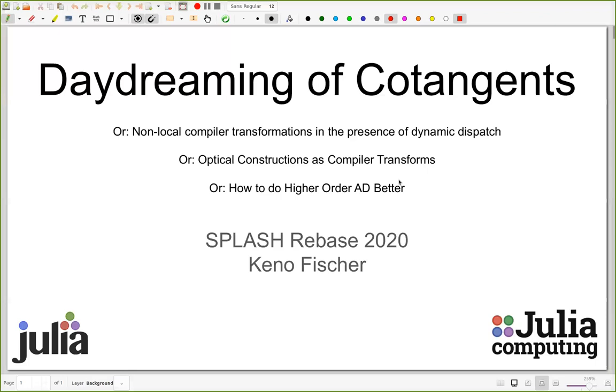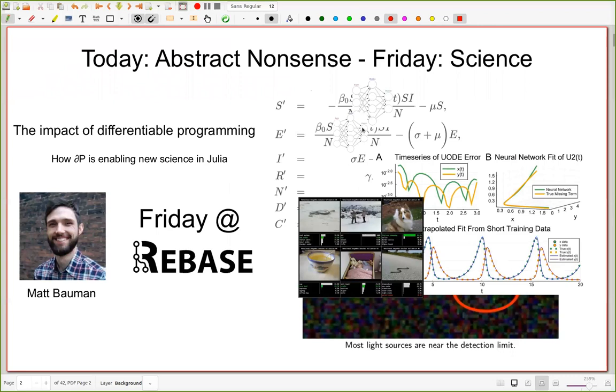All right, so first things first, I want to tell you what this talk is not. This talk is not about applications of automatic differentiation. So if you want to learn more about how to use automatic differentiation in machine learning or anywhere else in scientific computing, there's a separate talk on Friday by my colleague Matt Bauman called The Impact of Differentiable Programming. And there he'll go into all the details about the use of AD in machine learning, in scientific computing, and in what we call differentiable programming more generally.